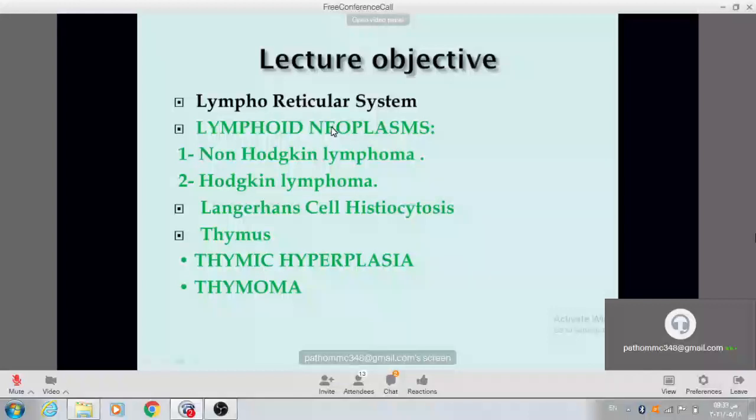And for lymphoma, mainly we have two broad categories, either non-Hodgkin lymphoma or Hodgkin lymphoma. And in this lecture, we will know what is the difference between non-Hodgkin and Hodgkin lymphoma. Then we will discuss another type of neoplastic proliferation of white blood cells that involves the macrophages or the histiocytes. We call it Langerhans cell histiocytosis. After that, we will discuss the thymus, and we will take two important pathologies in the thymus, which is thymic hyperplasia and thymoma.